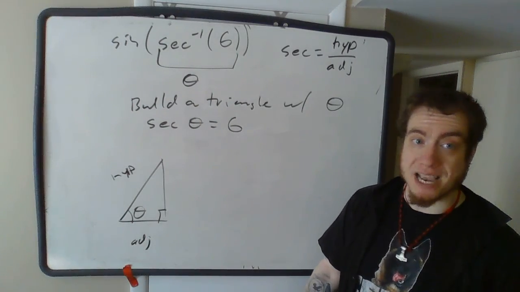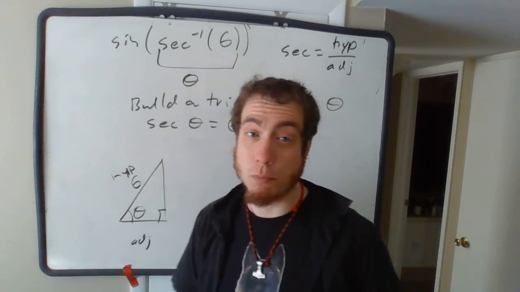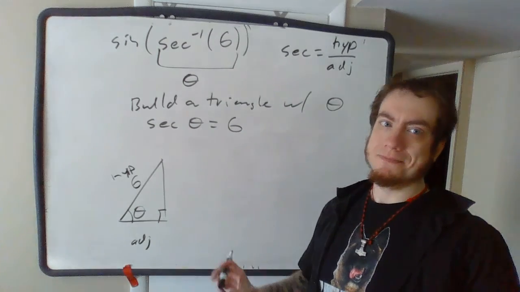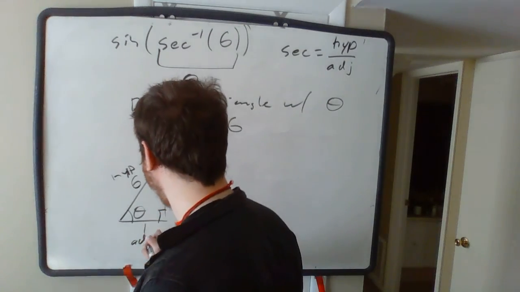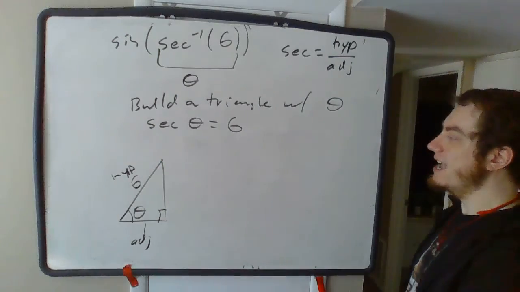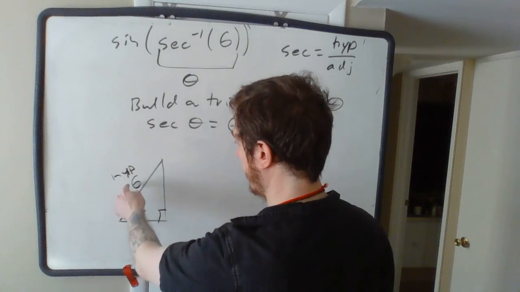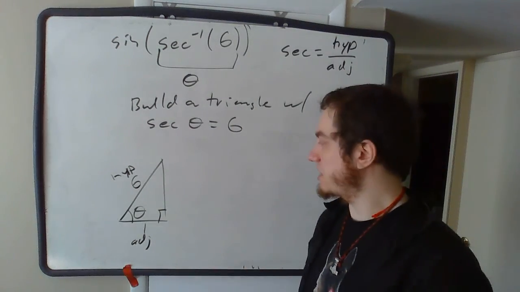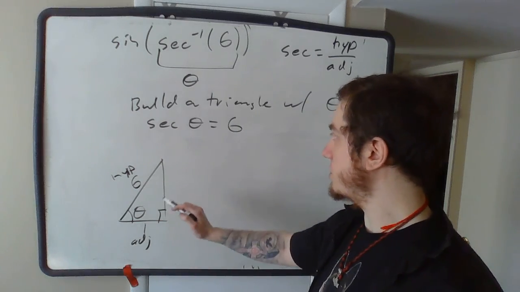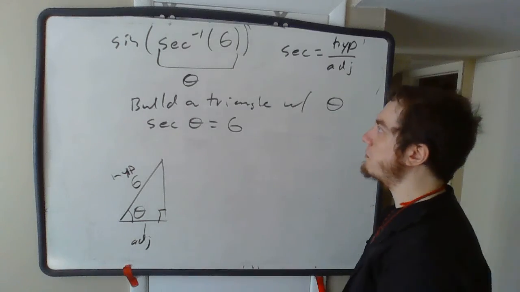Well, there's actually a lot of ways I could do that, right? But one fairly nice way at least, is to put a 6 on the hypotenuse and a 1 on the adjacent side. And now this ratio is, in fact, 6 to 1. So we do, in fact, have the secant for this triangle and this angle being 6. Okay, so this is the triangle that we want.